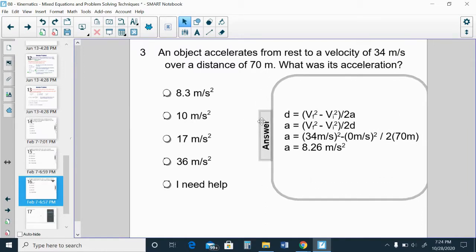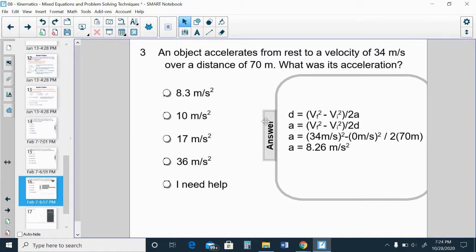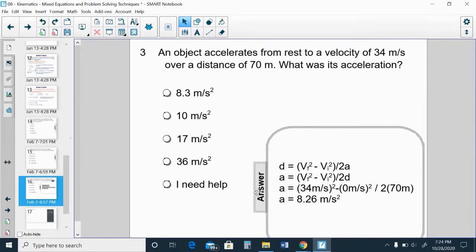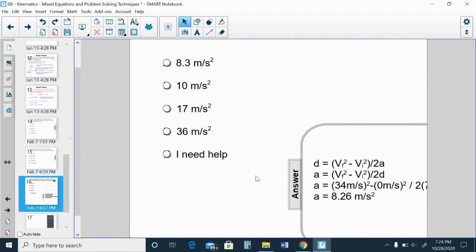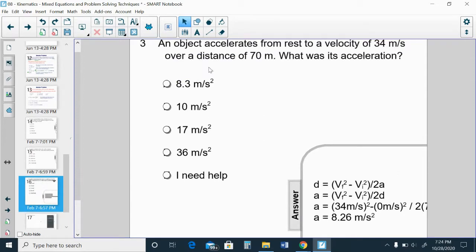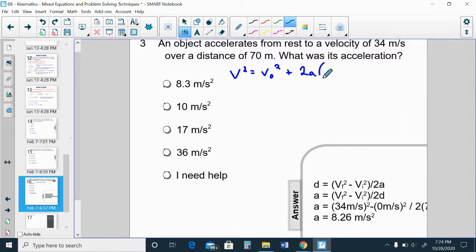What we know from this problem, we'll be using the velocity position equation. Now, this one has already been rewritten for you, but this equation, recall, is originally written out as final velocity squared equals initial velocity squared plus 2 times acceleration times final position minus initial position. And you want to solve for acceleration.